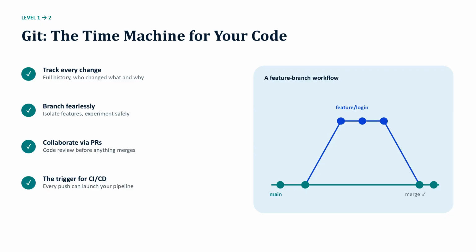That merge is more than bookkeeping. In DevOps, a push to main is the trigger that fires your entire CI/CD pipeline. Learn clone, branch, commit, push, pull, and merge until they're muscle memory. That's 90% of daily Git.